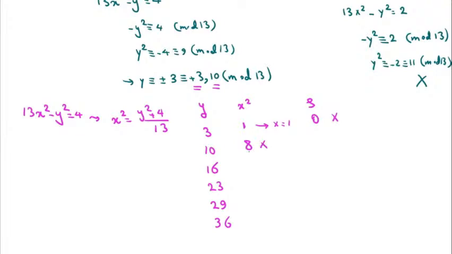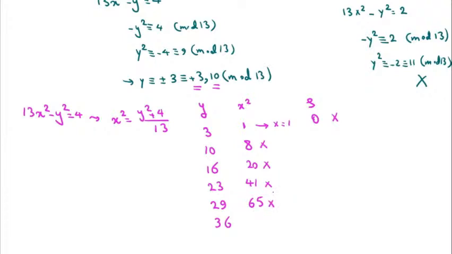The next one, if you replace y with 16, it will be 256, y squared plus 4, 260 over 13, 20. 20 is not a perfect square. 23 squared is 529. 529 plus 4 is 533. If you divide 533 by 13, it will be 41, and it's not a perfect square. If you try 29, 29 squared is 841. If you add 4, it will be 845, and if you divide by 13, it will be 65. Again, it's not a perfect square.